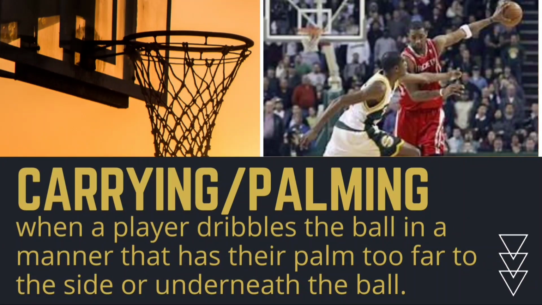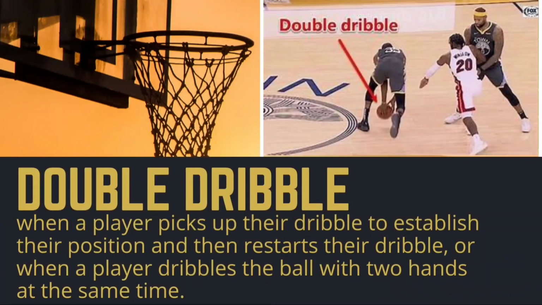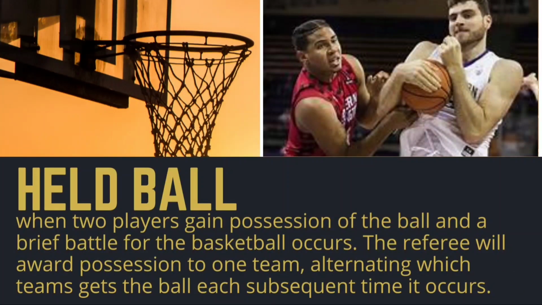Second, carrying or palming. When a player dribbles the ball in a manner that has their palm too far to the side or underneath the ball. Double dribble. When a player picks up their dribble to establish their position and then restores their dribble, or when a player dribbles the ball with 2 hands at the same time. Held ball. When 2 players gain possession of the ball and a brief battle for the basketball occurs.